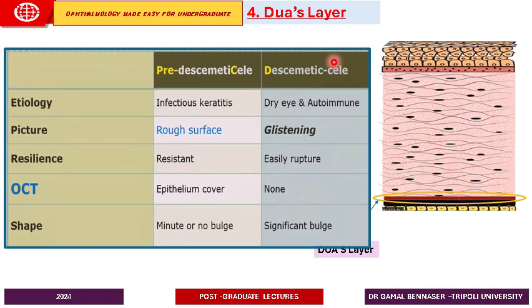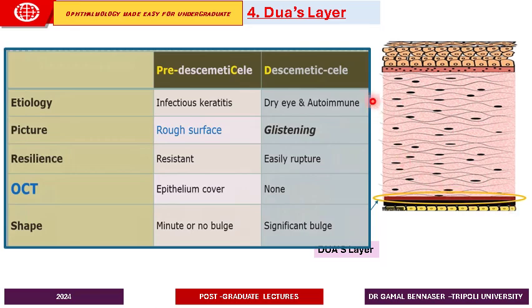Now, the clinical significance of this differentiation is that the pre-Descemetocele or the Duaocele is usually related to infectious diseases, and usually the surface is rough and you'll find some epithelial cover, and the chance of perforation is less and the bulging is less, as compared to the Descemetocele, which is usually due to autoimmune disease, in which there is thinning and melting of all these layers of the cornea, and the risk of perforation is more and the bulging is more, and you will hardly see any epithelium because the Descemet's membrane is shining and very clear, so you will not find any epithelial cells.